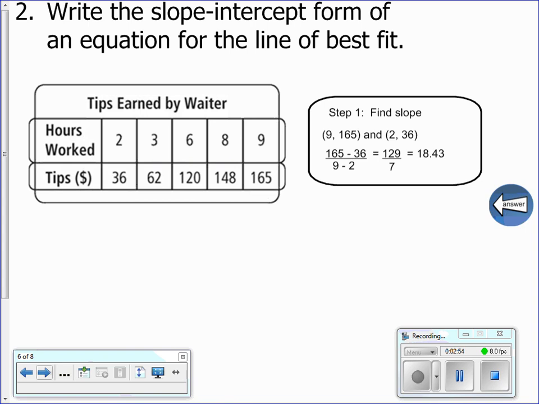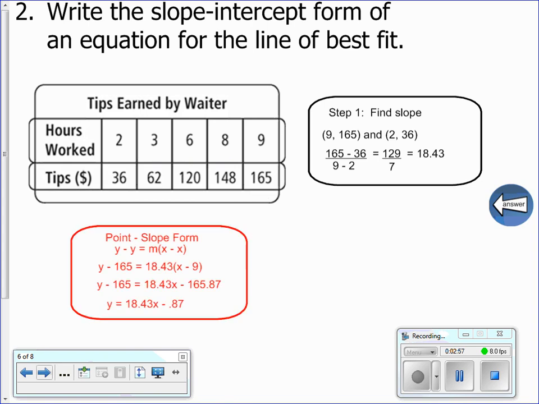So if I use point slope form, I'm going to use the point (9, 165), so y minus 165 equals 18.43 times x minus 9. Do the distributive property, so y minus 165 equals 18.43x minus 165.87. And then I add 165 to both sides, and I get y equals 18.43x minus 0.87.